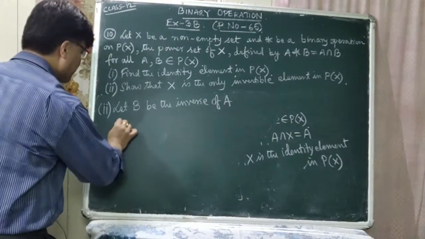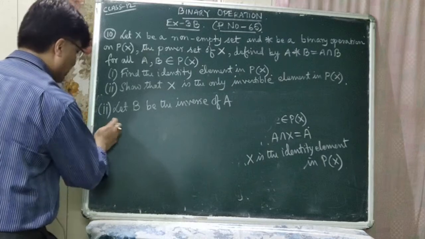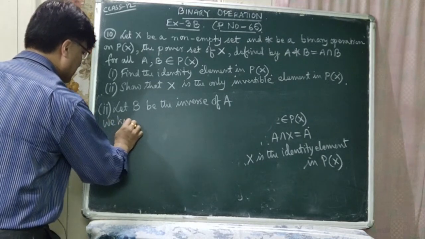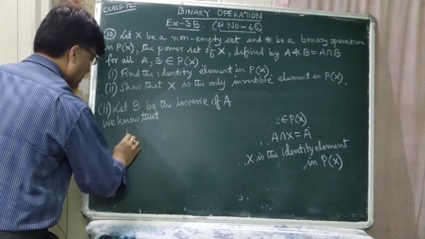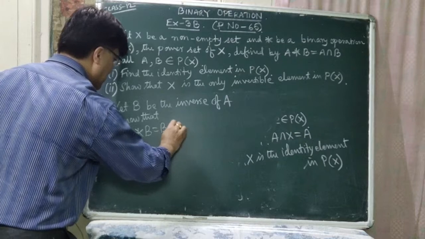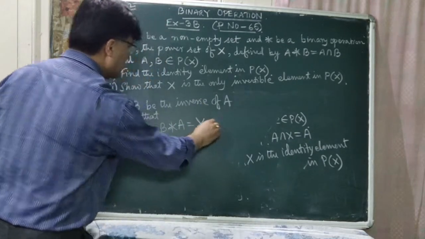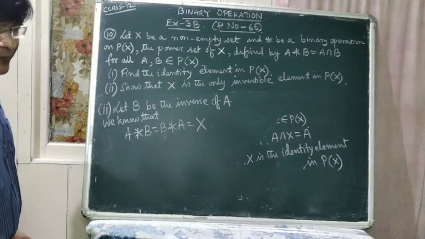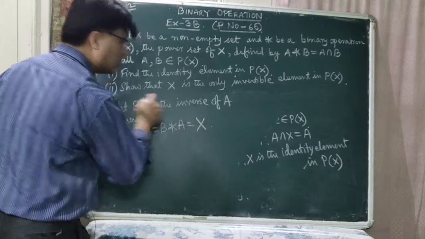Okay. So now, by definition, we know that A star B is equal to B star A is equal to E. What is E here? It is capital X. Okay. Now A star B is equal to X, B star A is equal to X.